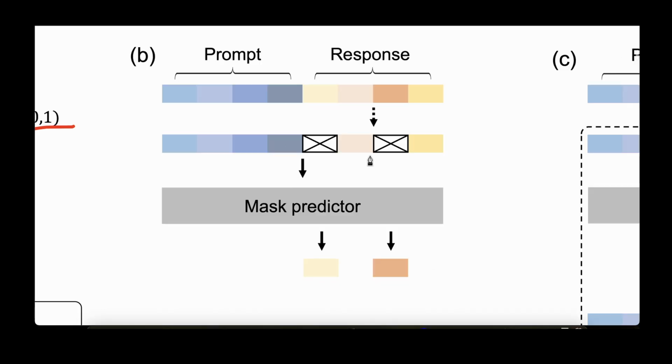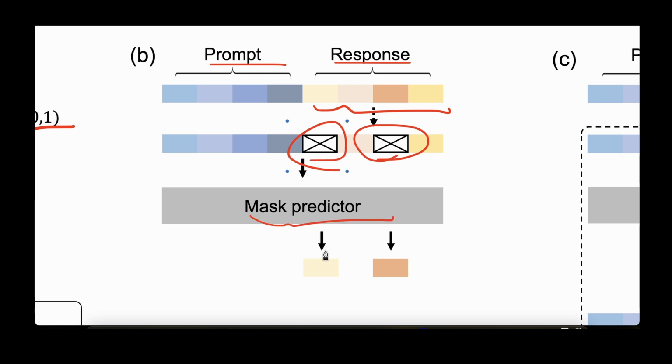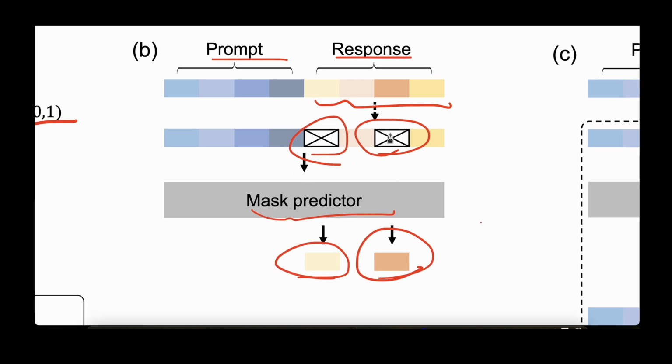In the next step, which is supervised fine-tuning, we have the prompt and also the response. In this step, again, we also apply masking, but we only apply the masking in the response and we do not mask any of the prompt. And we use the mask predictor again to predict the mask. And obviously, because we have masked it, we know what the value is.